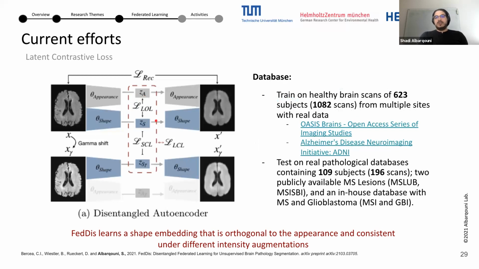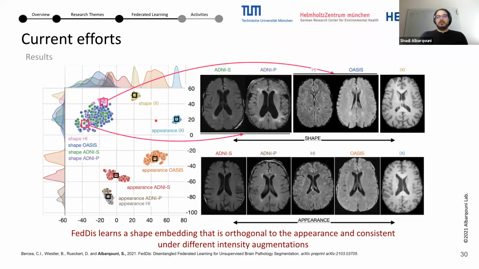So what you can observe during the training is that our model learns a shape embedding that is orthogonal to the appearance and consistent under different intensity augmentation, as you can see here. Also, all shape representations of healthy brains are grouped in one cluster, following our hypothesis, whereas the appearance representations were individually clustered and far away from the shape cluster, as you can see here.